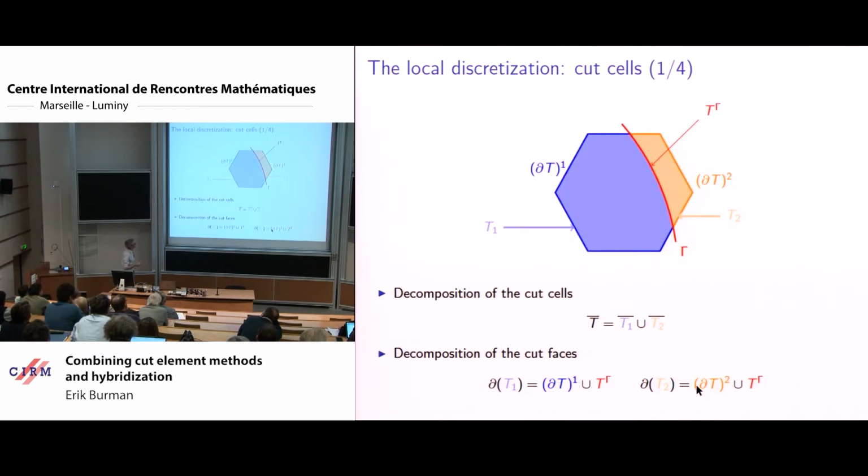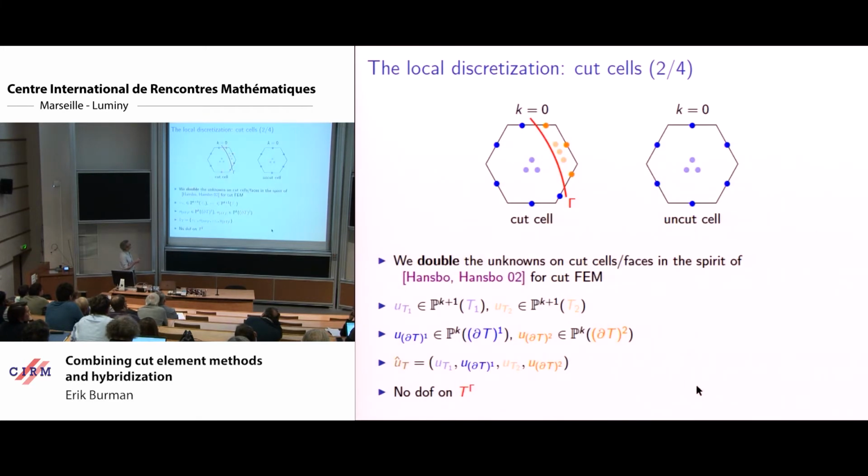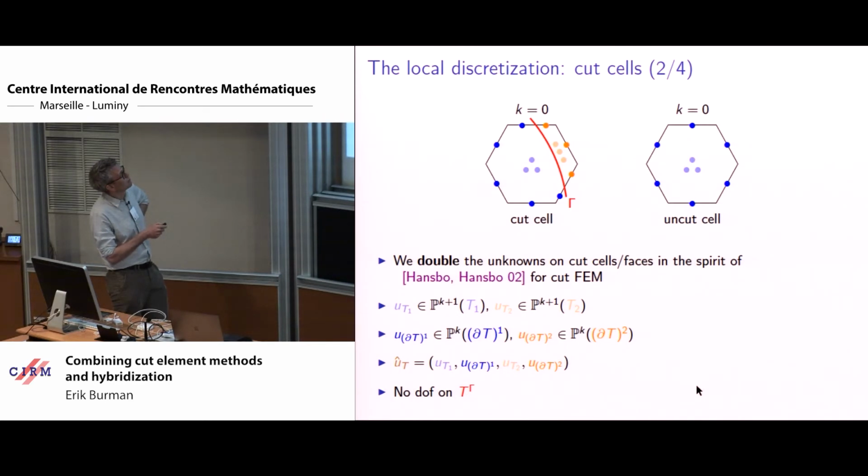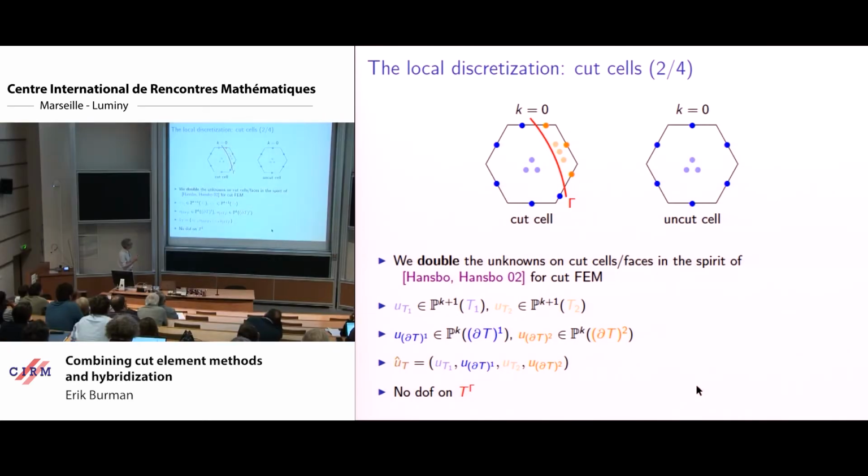Well, in the cut cells, we have gamma that cuts through, and we need to decompose these cells into T1 and T2. And we decompose the cut faces, but of course this is a polygonal method, so somehow this is not a problem. We can just say that this is one polygonal face, this is one polygonal face, and there are the others. So they will get separate degrees of freedom. In this fashion, you see I have a degree of freedom here, here, here, here, here, but also here. But in the spirit of Hansbo and Hansbo, we also double the degree of freedom inside each cell.